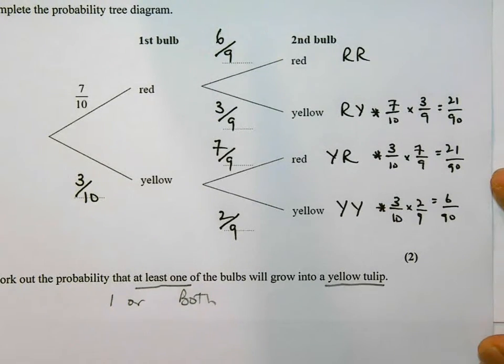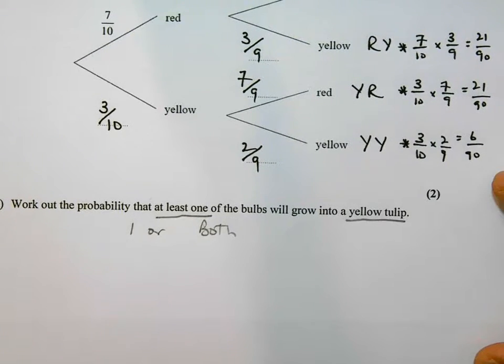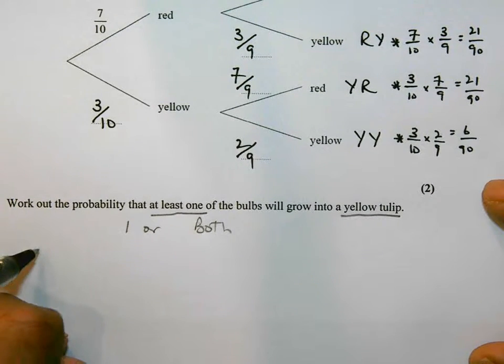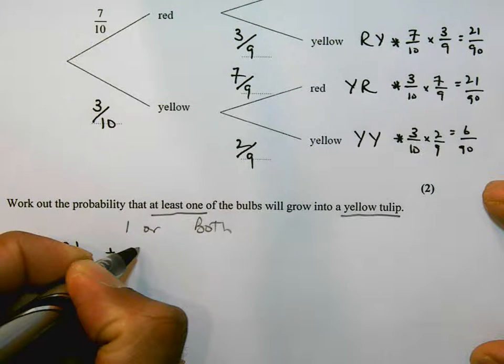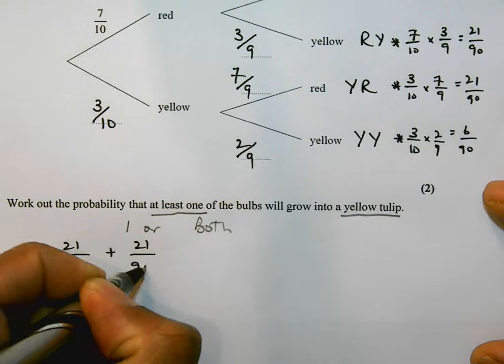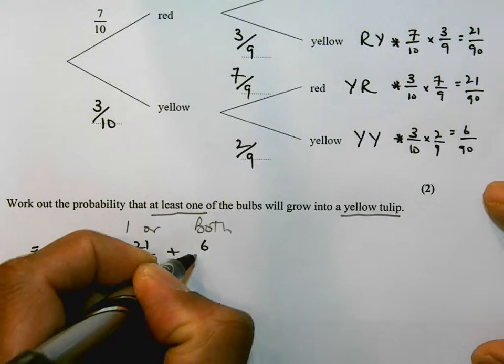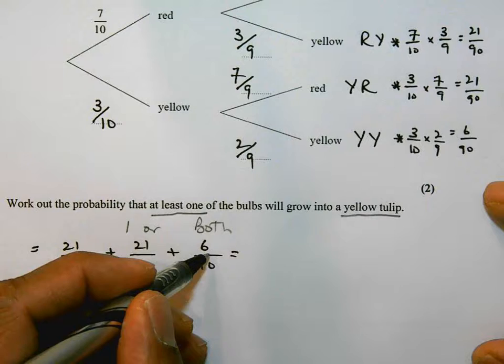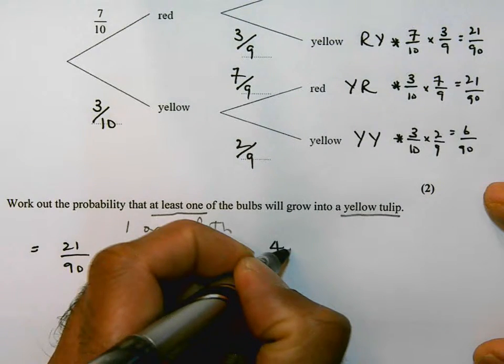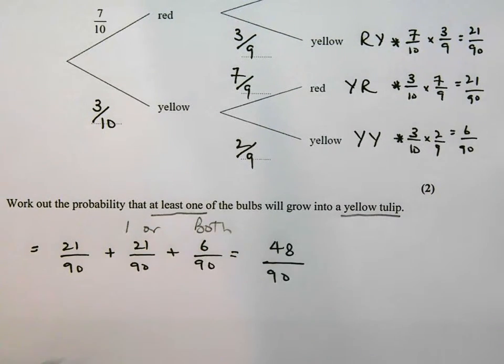If I go to my answer space, I'm going to add those 3 probabilities. So this is 21 over 90 plus 21 over 90 plus 6 over 90. 21 add 21 is 42. 42 add 6 is 48 over 90. Okay, that is my result. That's my answer, and that's adequate.